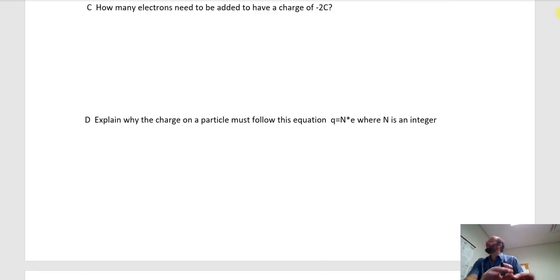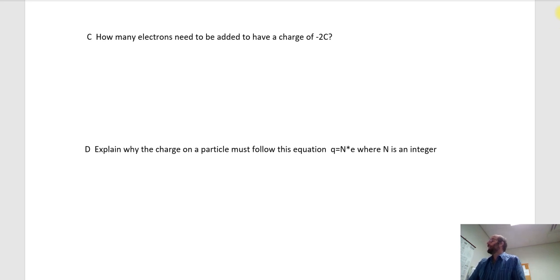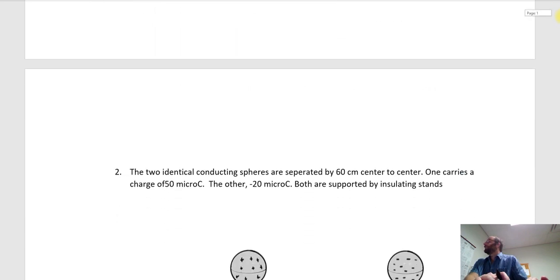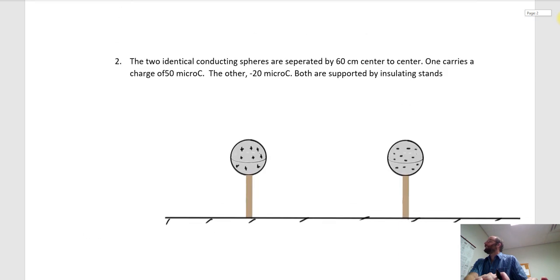D, where it says explain why the charge on the particle must follow this equation. Charge equals n times e, where n is an integer. Just write a sentence or a paragraph out about why that is. All right, let's talk about number 2 here.